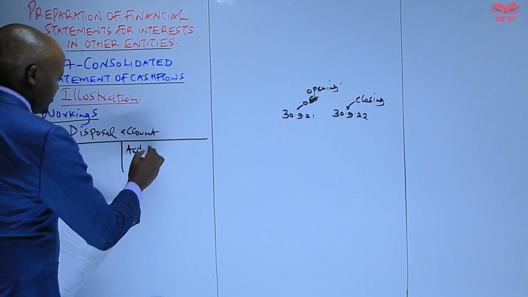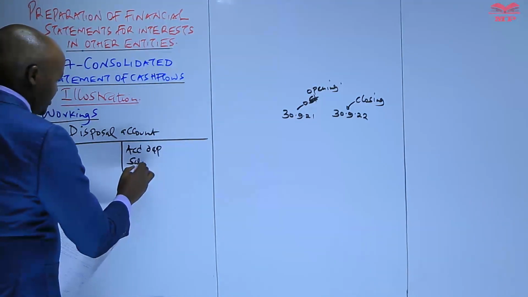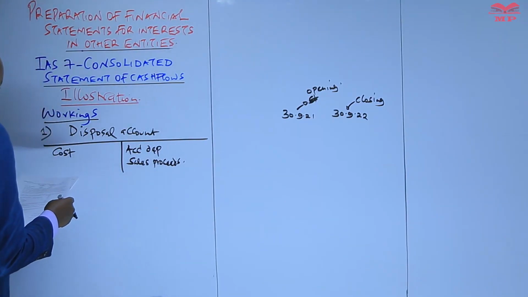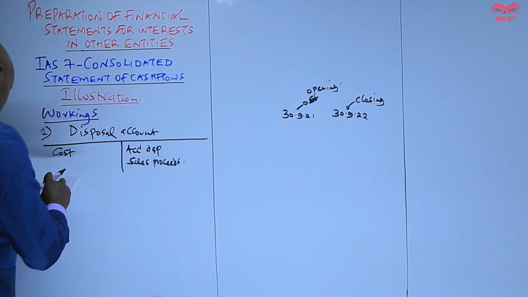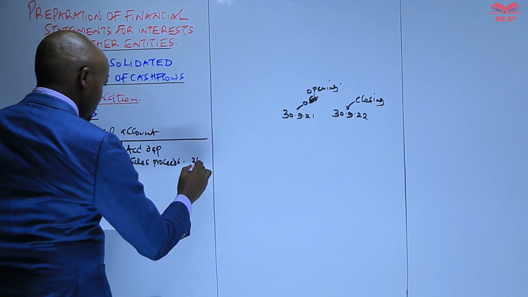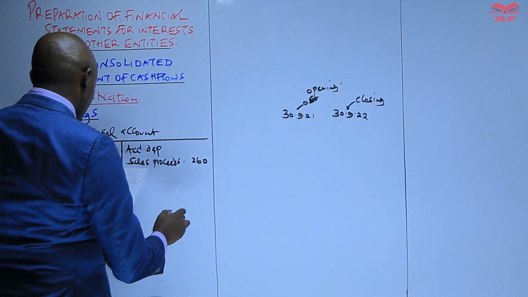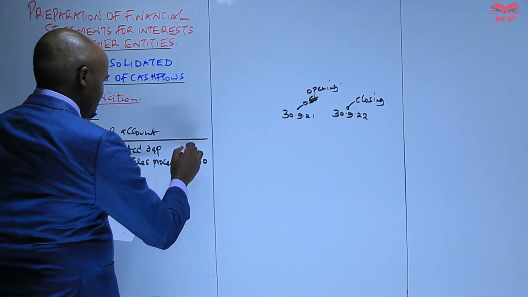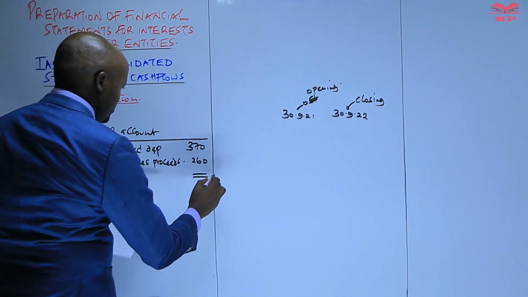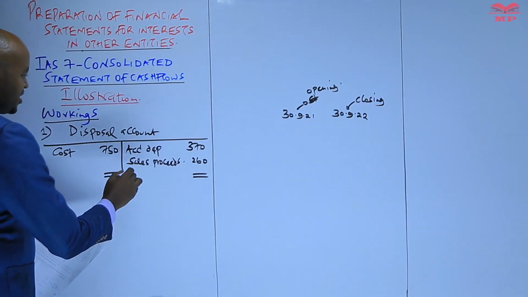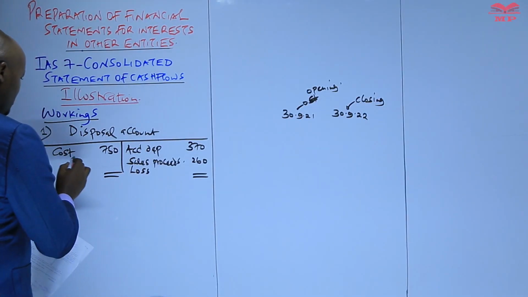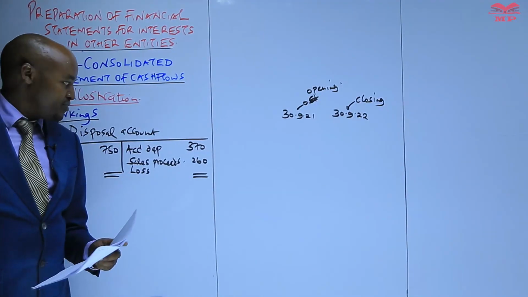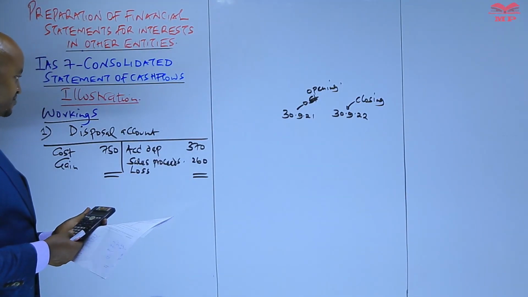And then on the credit side, we have two items, the accumulated depreciation and the sales proceeds. The sales proceeds. So that item number one, you're told it was sold for 260 million sales proceeds. And then we are told it had a cost of 750 million, and then it had accumulated depreciation of 370. So what we do is to balance this account, and any balancing figure on this side is a loss on disposal, whereas a balancing figure on this side is a gain on disposal.